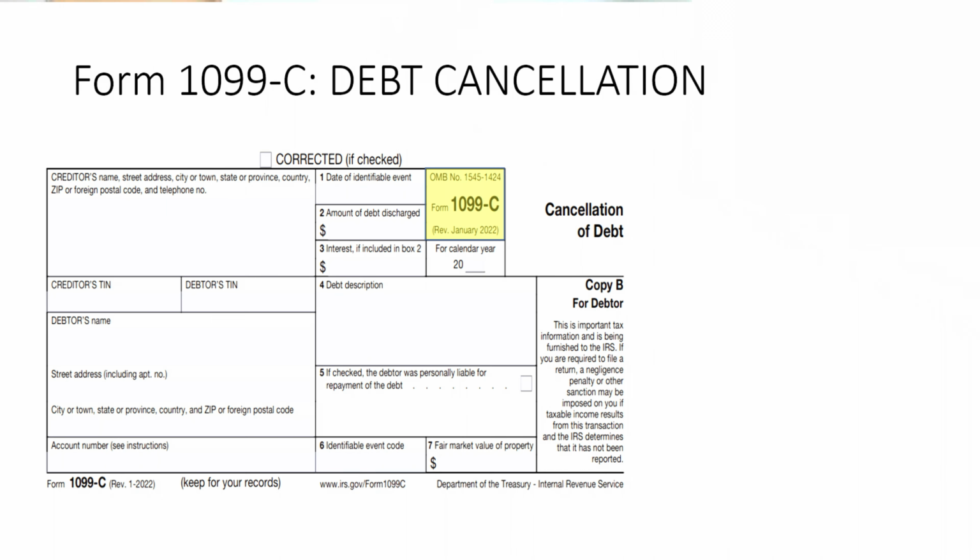If you've had debt canceled, the most common example is you negotiate with your credit card company, such as Capital One or American Express, and they decide to forgive your loan or to forgive your debt. Most likely you'll be getting a Form 1099-C after the end of the year, and that's going to report the amount of debt that was discharged, and that will be taxable to you.